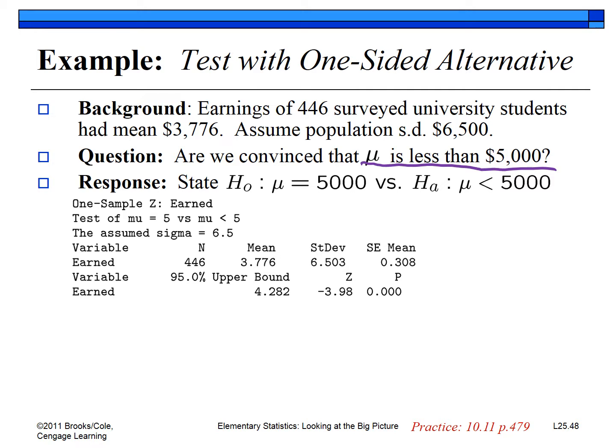We can use a computer, for example, to run the z-test, as it's called. Notice here it's reporting that we're testing that mu is equal to 5, that's the null hypothesis, versus mu is less than 5, that's the alternative hypothesis. So note here that our units are thousands of dollars.